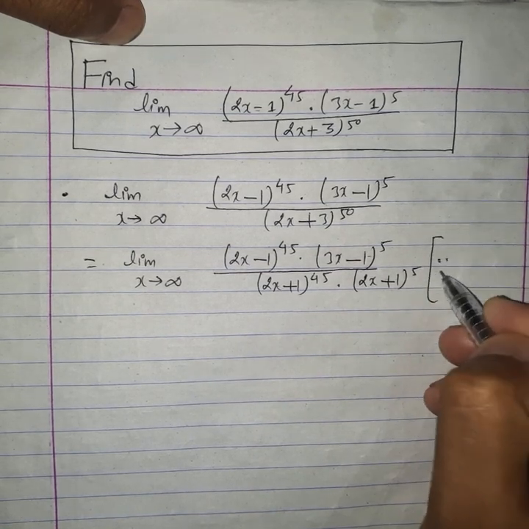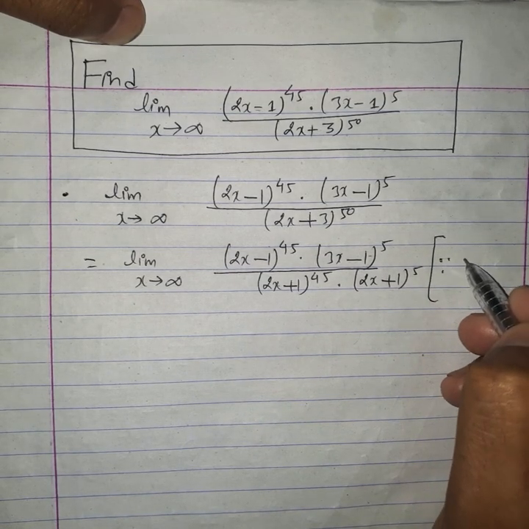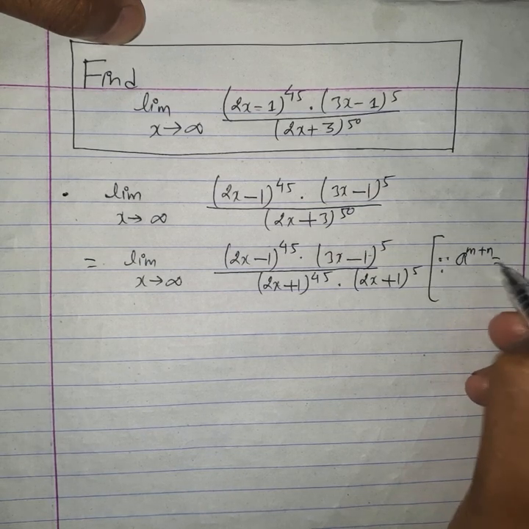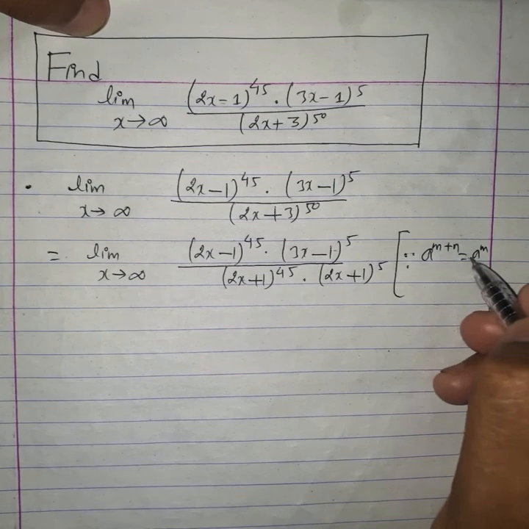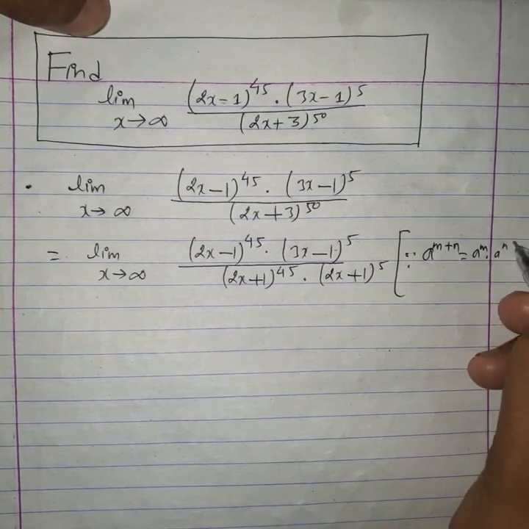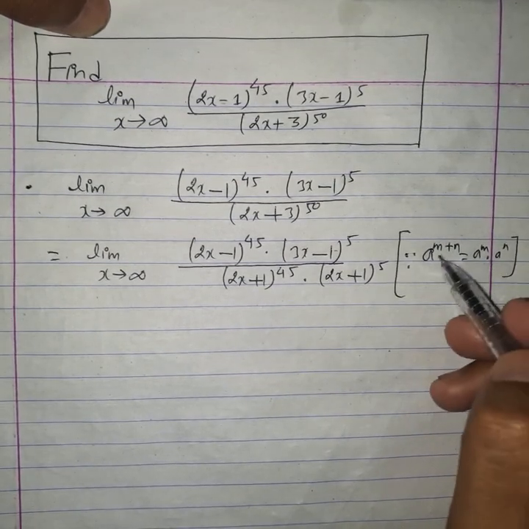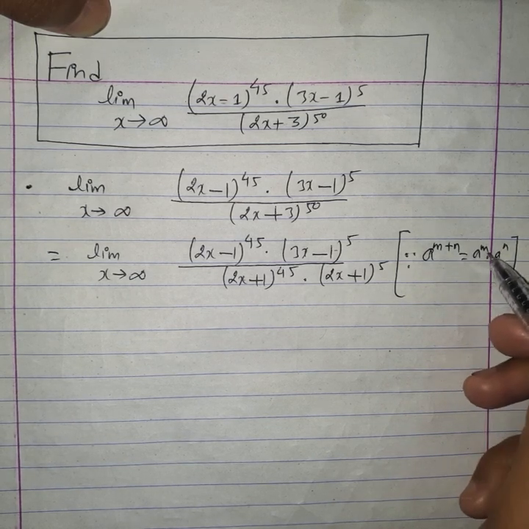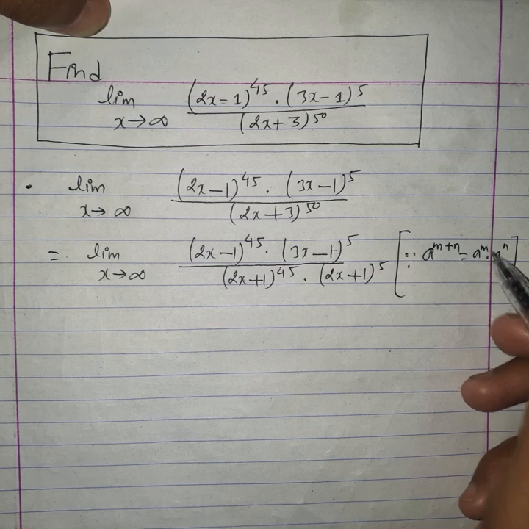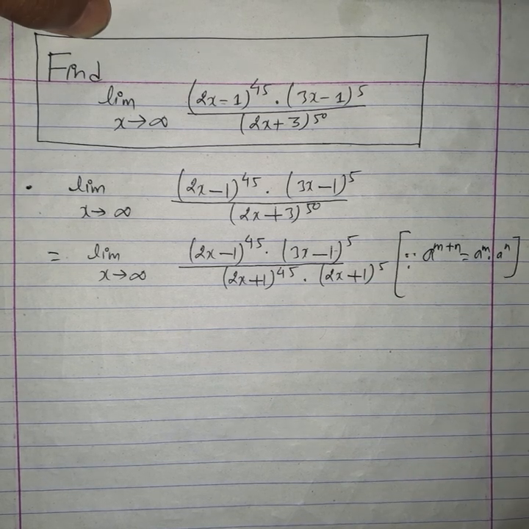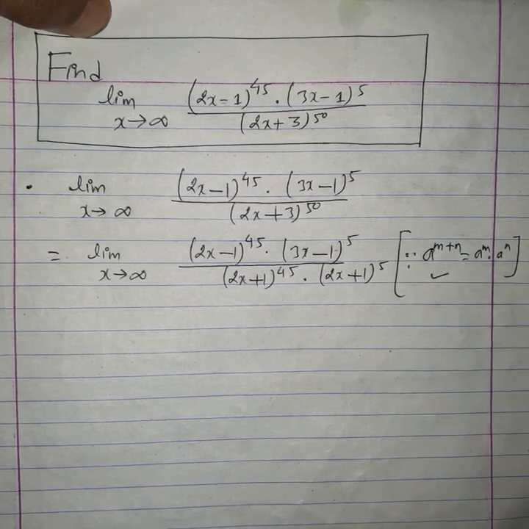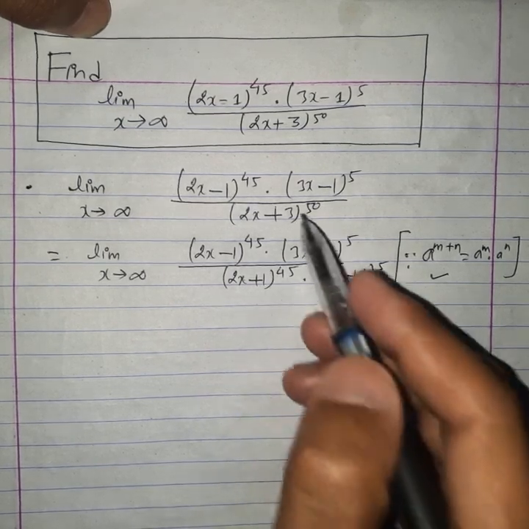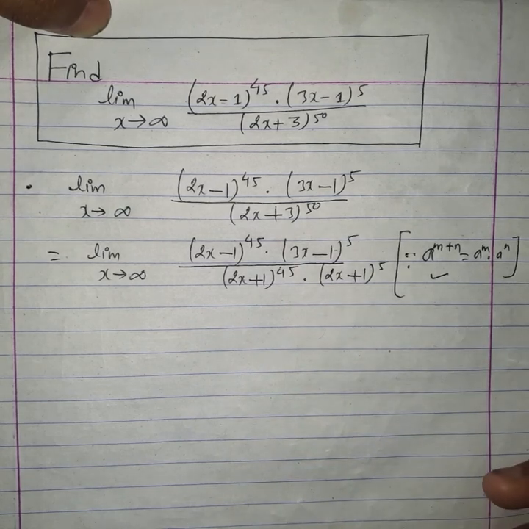It is by the law of indices: a raised to the power of m plus n is the same as a raised to the power of m times a raised to the power of n. This combined power can be split, a raised to the power of m times a raised to the power of n. This is by the law of exponents. Here we do the same process in the denominator of this fraction.